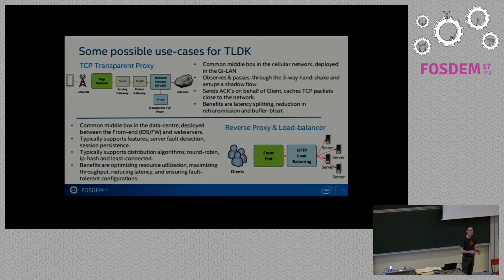Transparent proxies are what stop TCP going nuts when your cell phone disappears and reappears on the cellular network. So what typically happens in the transparent proxy is that it'll watch the SYN go by between your cell phone and the server, and then it will create a shadow connection. Once that shadow connection is set up, it will do ACKs on your behalf. So as your cell phone communicates with the server, it will send acknowledgments as the server returns packets.